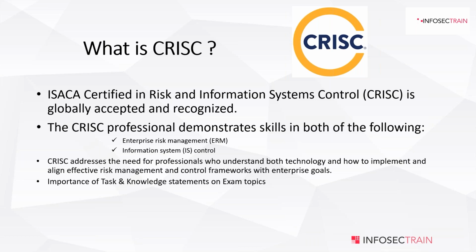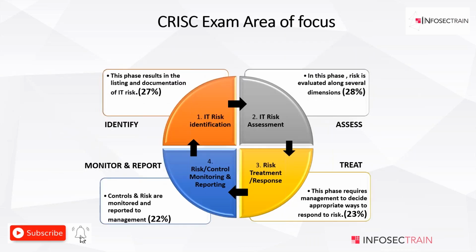So when we see the CRM or the further detailed course, definitely all the course is anchored around these task and knowledge statements. Moving ahead, these are four exam focus areas. You can have four anti-clockwise circle, starting with one, IT risk identification. So identification of a risk, that is one domain, the first domain. It represents around 27% of the weightage of overall exam content. So this phase results in listing and documenting various IT risks that we would be identifying.